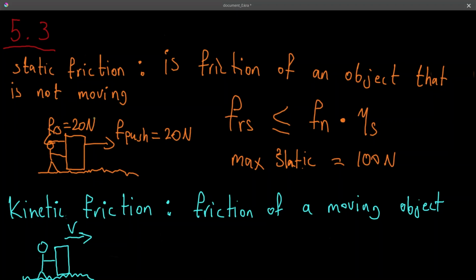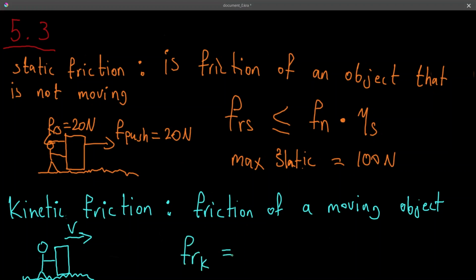So for example, if I told you the push was 30 newtons, the static friction would be 30 newtons. That's why you have the less than or equal sign, because it depends on how much you push on the object.